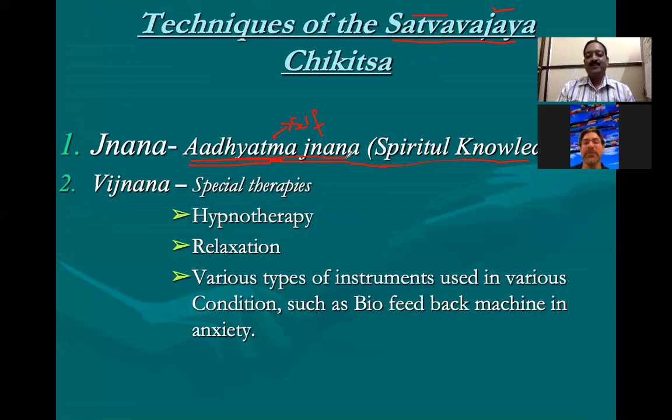Suppose you have food for one person in the family. Will you eat for yourself or will you distribute? No, you think, okay, my people with me should eat first, then I'm okay with that. So this is what is called Adhyatma Jnana. This is a way of living actually.